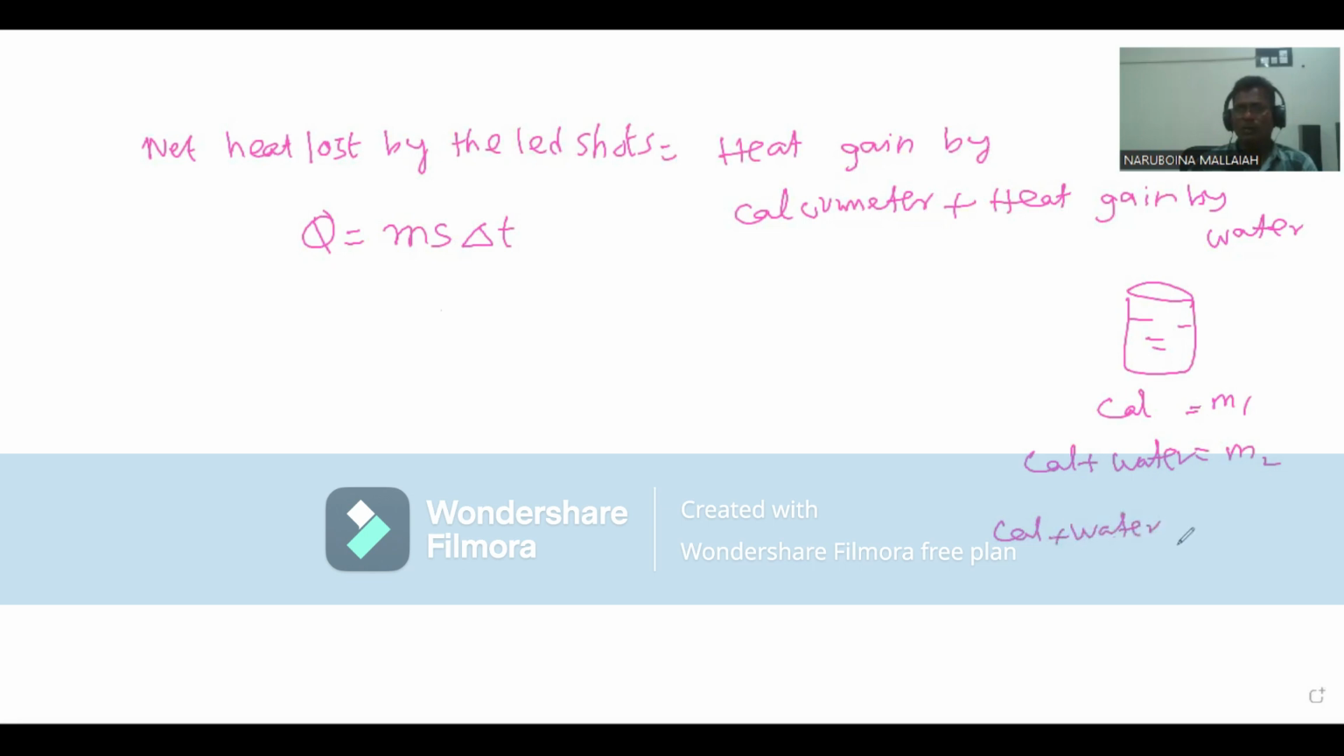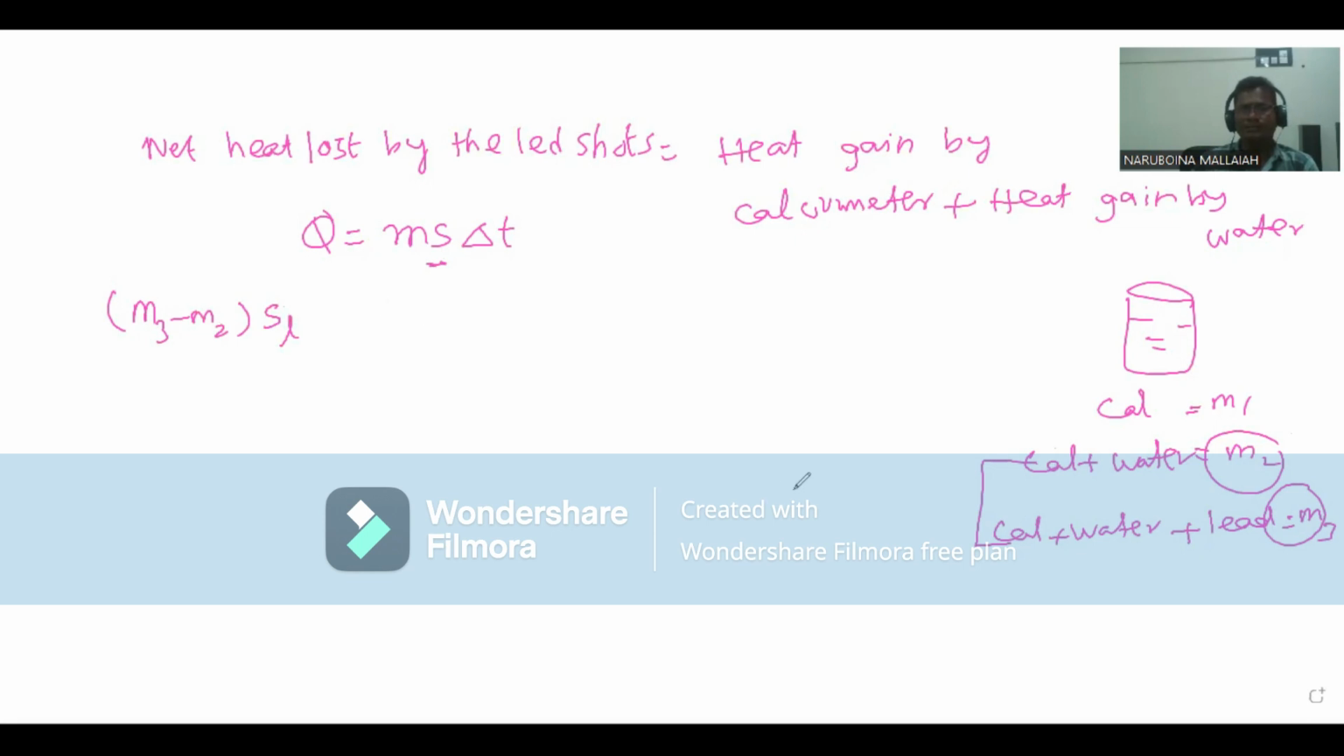To this calorimeter and water, we added lead shards, then its mass is M3. Now we require only the mass of the lead shards. So from this M3, we have to subtract this M2 to get only the mass of the lead shards. So I am writing here, mass of the lead shards is M3 minus M2. And S here is the specific heat of the lead shards, that is written as SL.